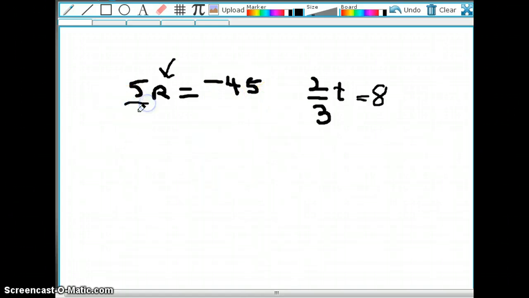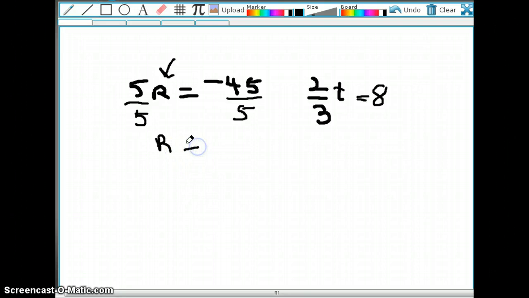We've got to divide by 5, because when you divide by 5, that means the r changes to 1r, because 5 over 5 is 1. So you have r by itself now. Now, whatever you do on one side of the equal sign, you must do on the other. Make sure you remember that.